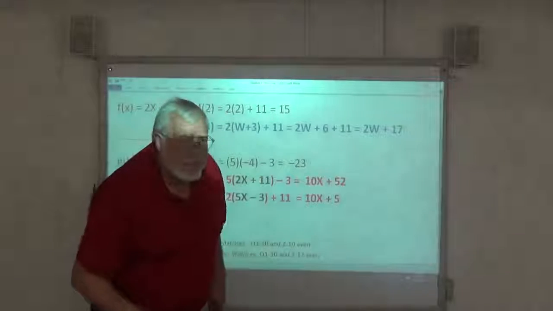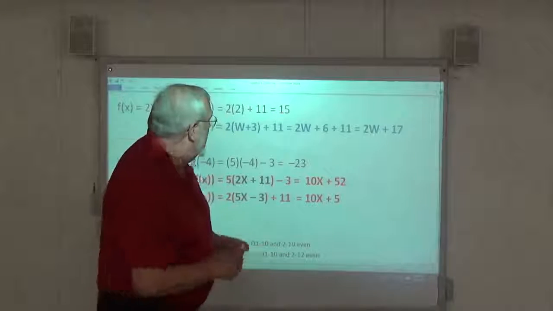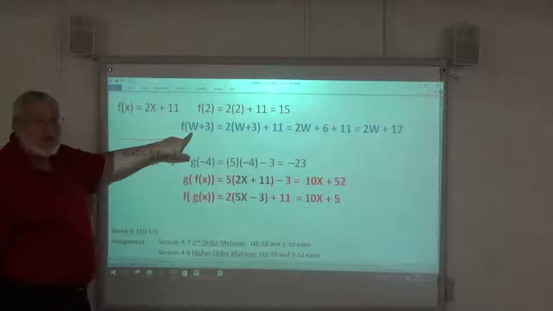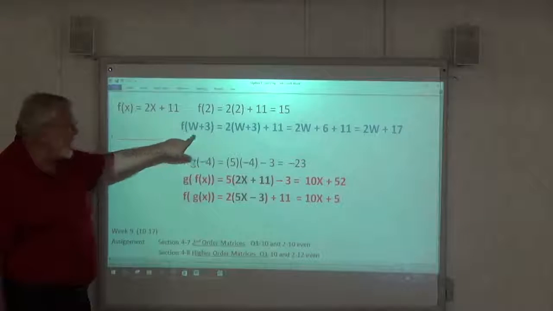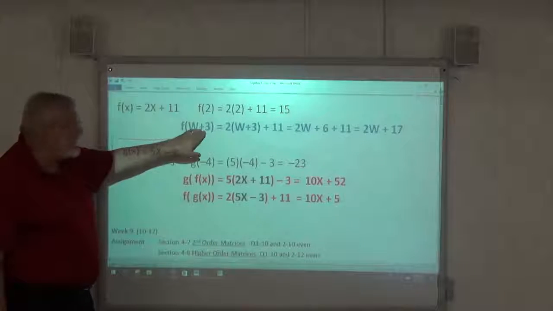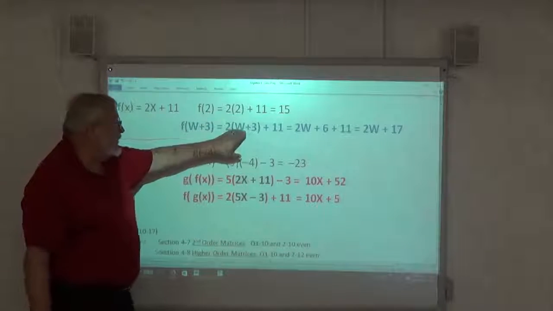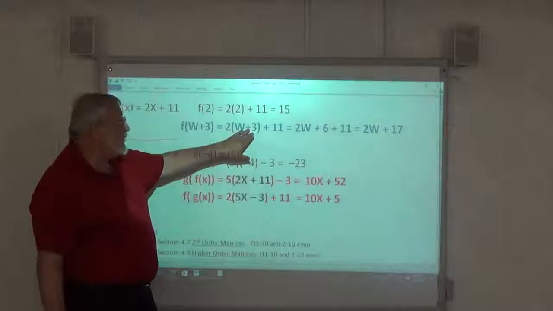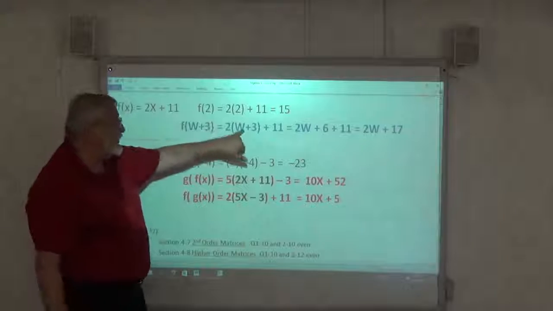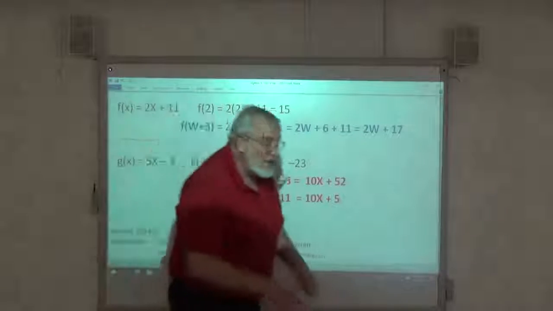Where did the W come from? What I did was I gave you a different variable here. I was showing you that if you replace the x with W plus 3, then you're going to have 2 times W plus 3 plus 11, because that replaces the x with the W plus 3. So let me do that.